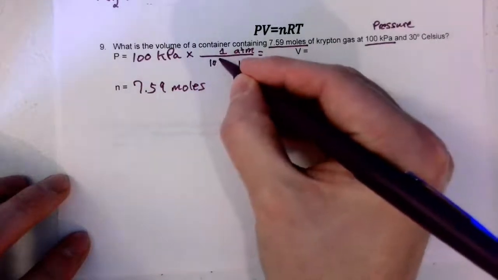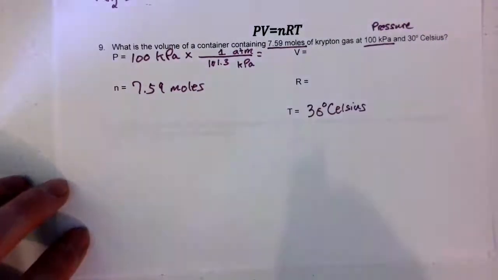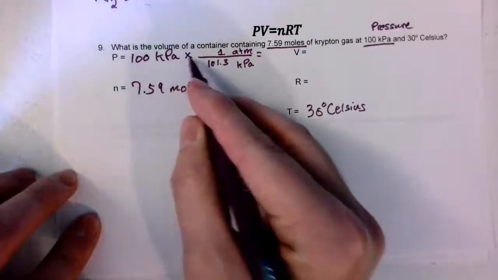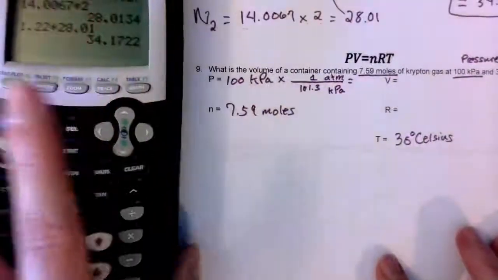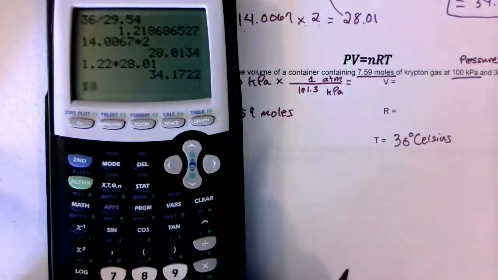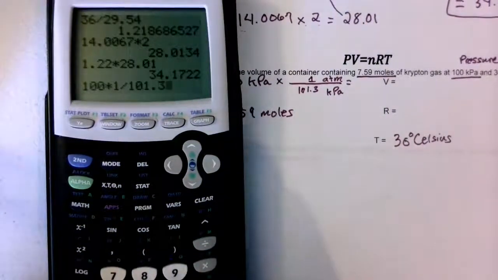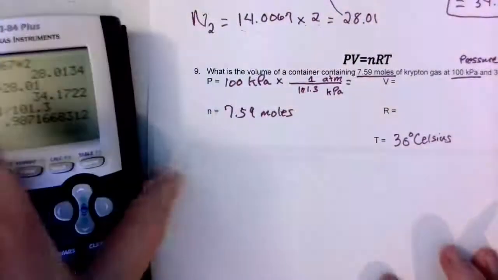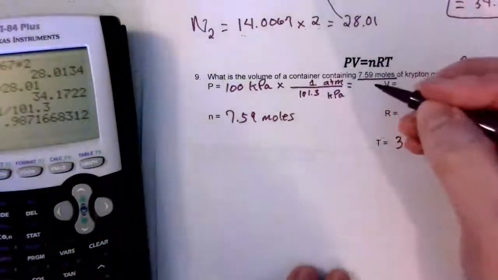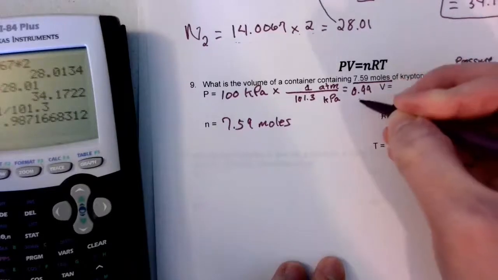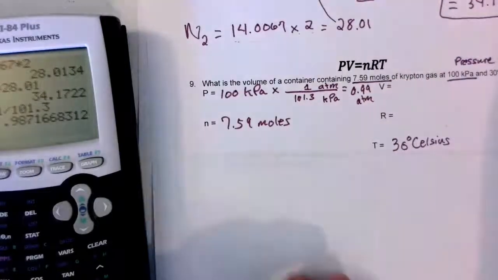If you guessed 101.3, you would be correct. Alright, so now in my calculator, I'm going to do 100 times 1 divided by 101.3. So let me move this over. So I'm going to do 100 times 1 divided by 101.3. And that gives me 0.987. So I'm going to round that to 0.99. So 0.99, and that is now ATM.